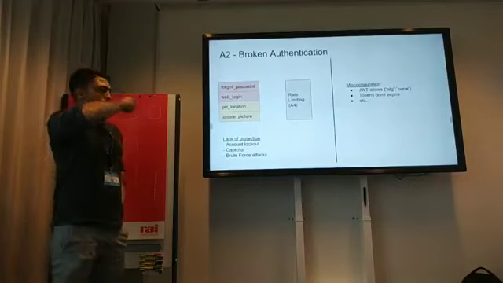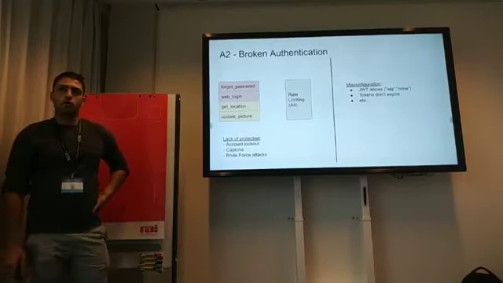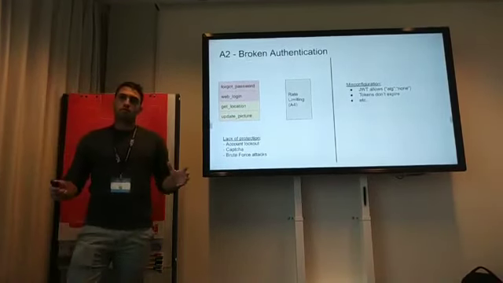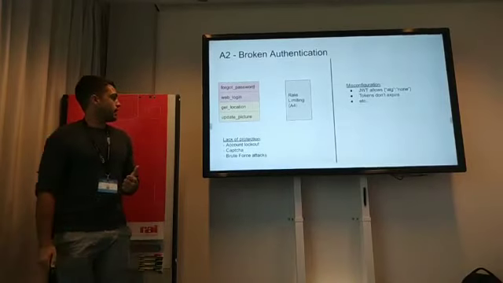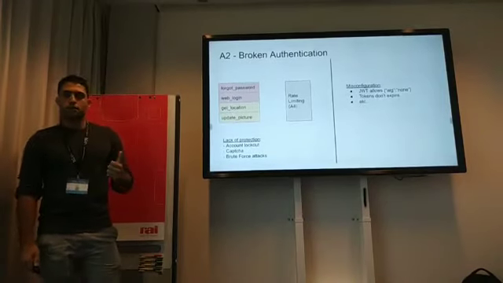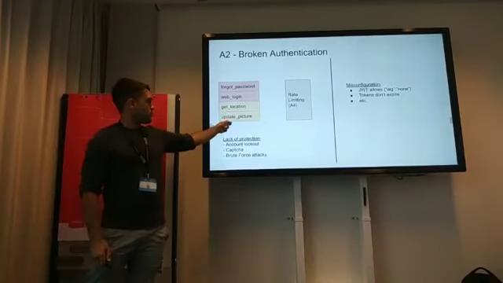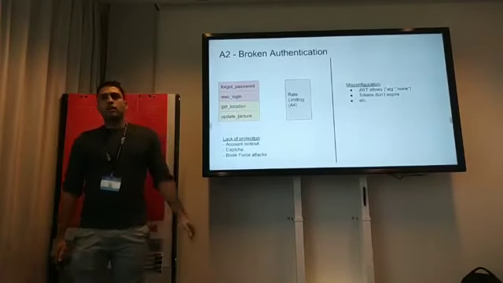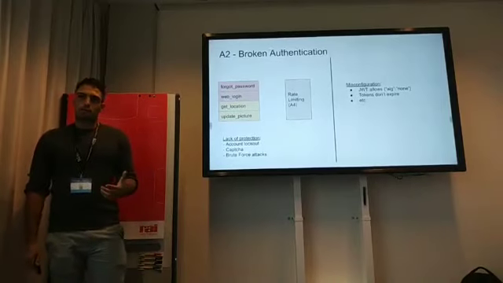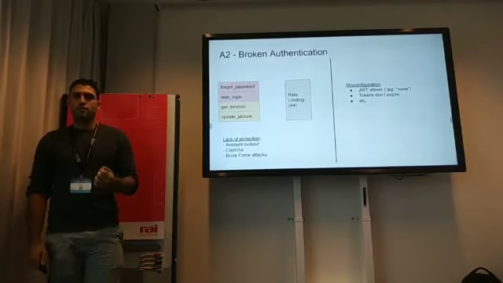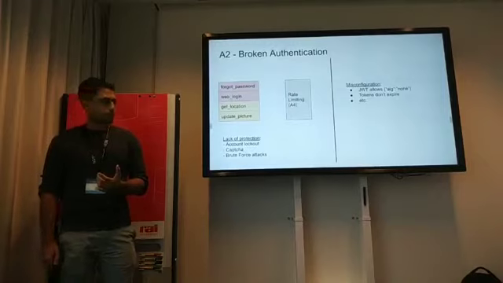Let's talk about A2, broken authentication. It's basically two different types of problems. The first one is a lack of protection. You can see this API. It exposes four different endpoints. You can see the picture and get location. They have nothing to do with authentication, so it's enough to implement some basic rate limiting mechanism for them.